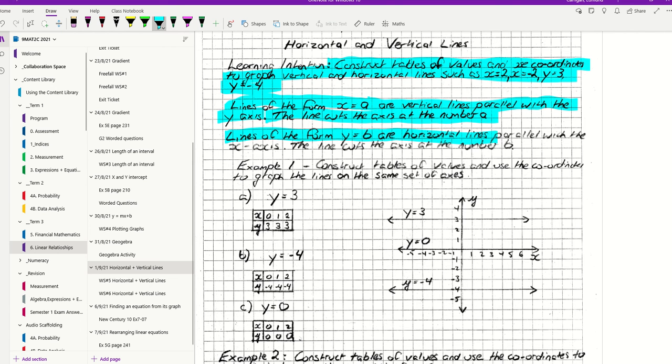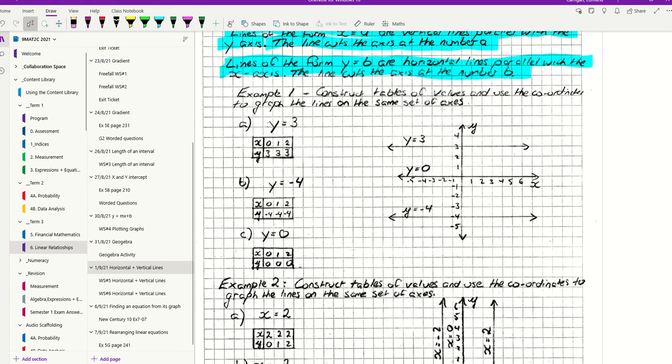Lines of the form y equals b are horizontal lines parallel with the x-axis. A line cuts the y-axis at the number b. So let's have a look.